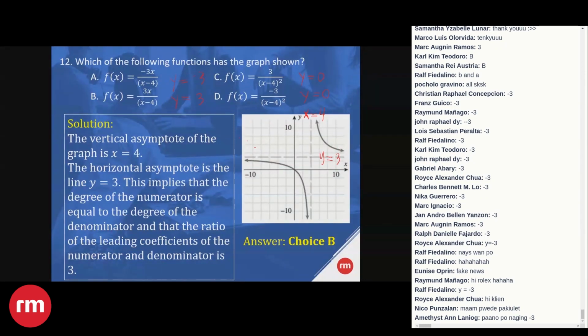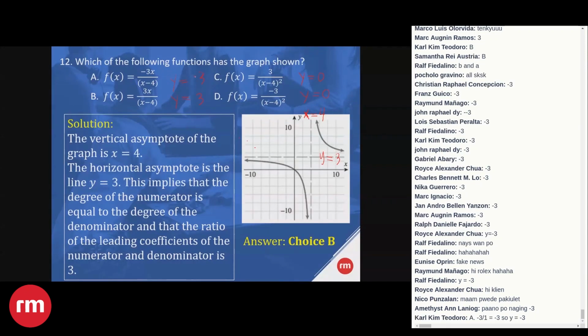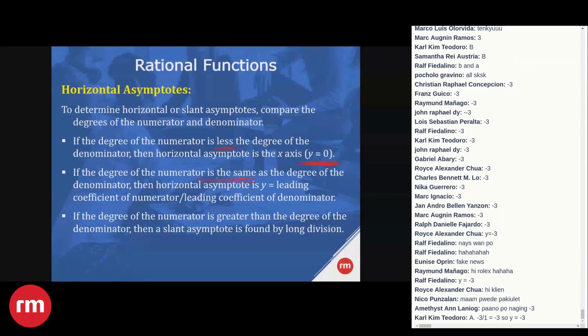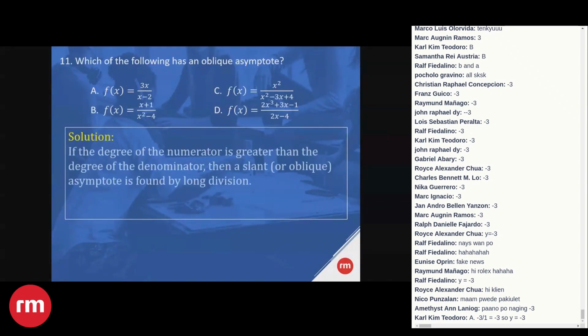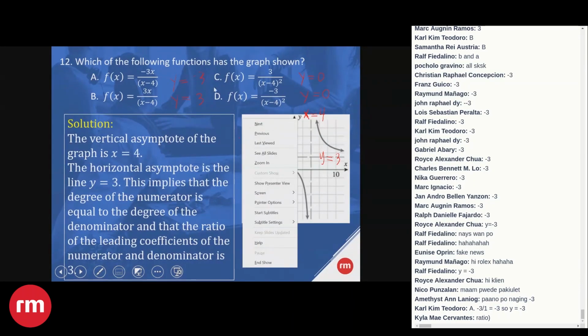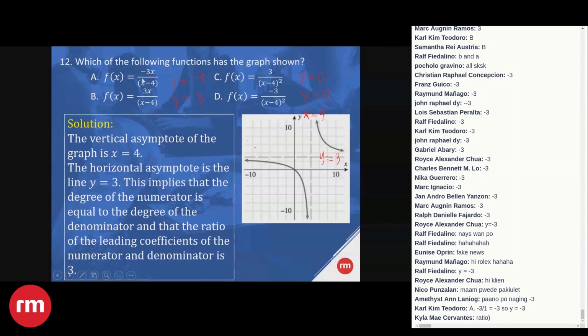So, isa-isahin natin. Dito sa letter A, ang horizontal asymptote ay y equals negative 3. Bakit? The numerator is linear, the denominator is linear, ibig sabihin pareho siya ng degree, parehong degree 1. So, sabi kanina sa discussion natin, kapag pareho yung degree, the horizontal asymptote is y equals the ratio of the leading coefficients. Okay? Kaya nakuha natin na ang asymptote ng letter A ay y equals negative 3. Itong negative 3 ay negative 3 over 1.